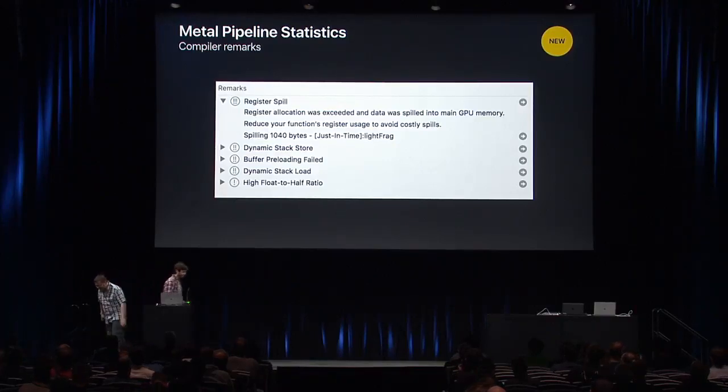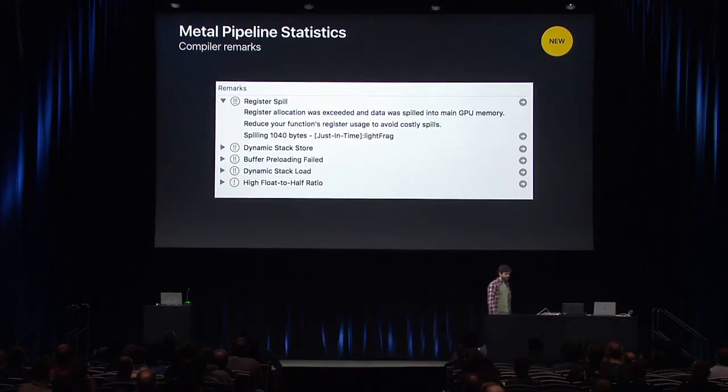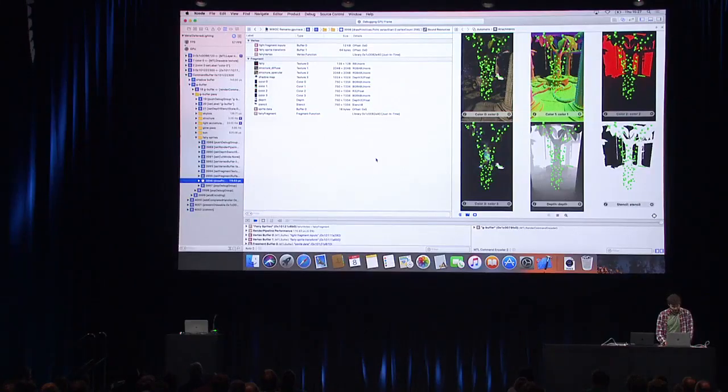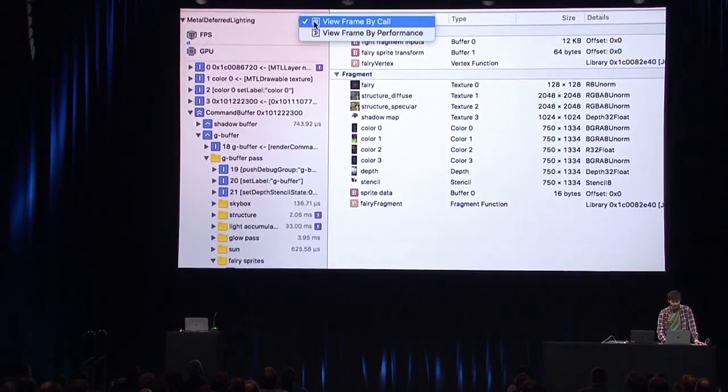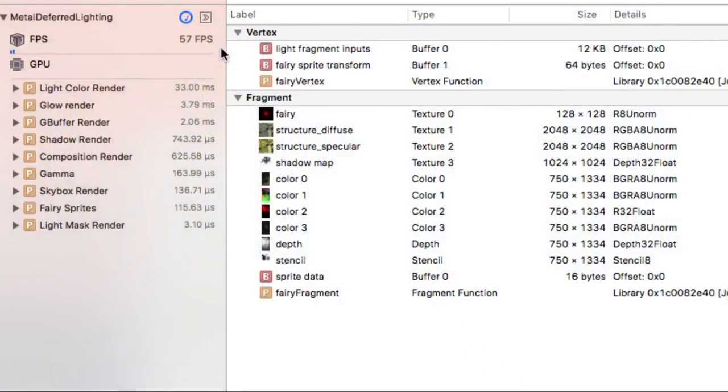Hello, everyone. My name is Jose Enrique. I'm going to present you our new feature on our GPU Frame Debugger that will help you improve your shader code quality. As you can see, we're replaying a capture of Metal Deferred Lighting demo for iOS. The first thing I'm going to do is change my Debug Navigator view from view frame by call to view frame by performance. What this view gives is all used pipelines in your capture sorted by time.